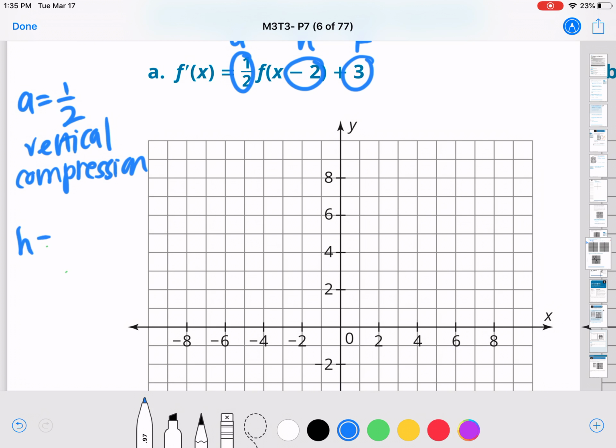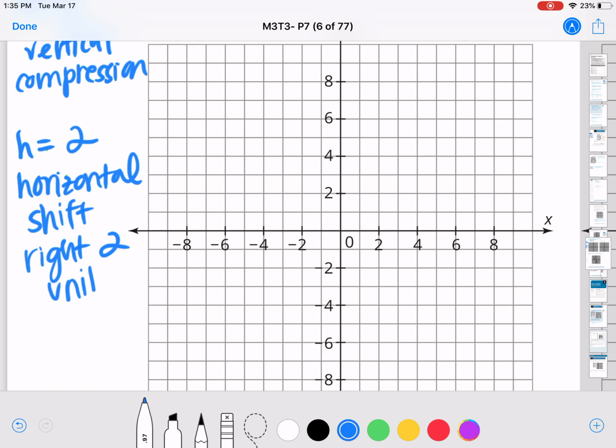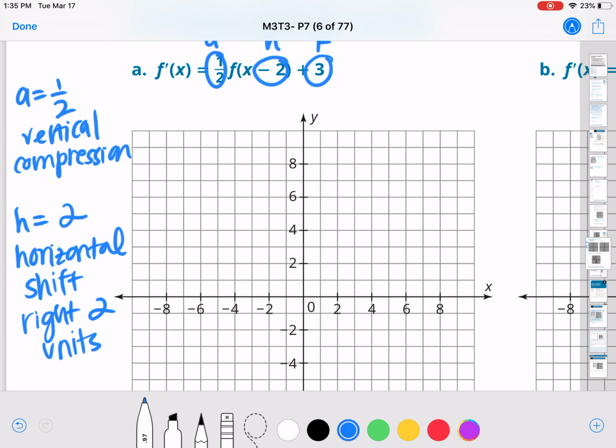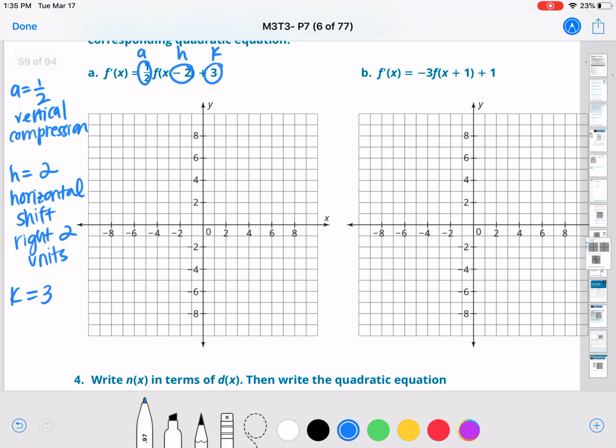My h value is positive 2. That's a horizontal shift to the right 2 units. And I do have a k value this time. My k value is 3. So I'm going to say k is 3, and that's a vertical shift up 3 units, and it's up because it's positive.